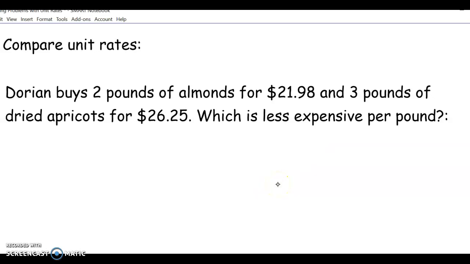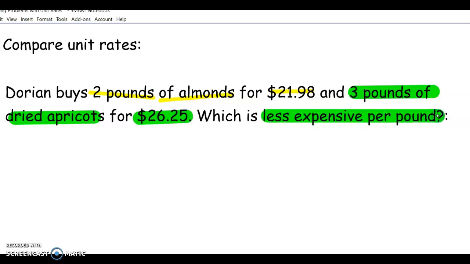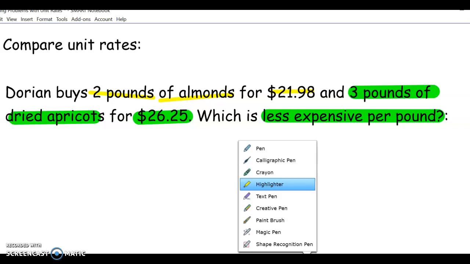All right, Dorian buys 2 pounds of almonds for $21.98. All right, and he buys 3 pounds of dried apricots for $26.25. And we want to know which is less expensive, and that's usually what we're looking for at the store, less expensive and better unit rate per pound. Okay, so what we need to do is find the unit rate for each of these and compare those.